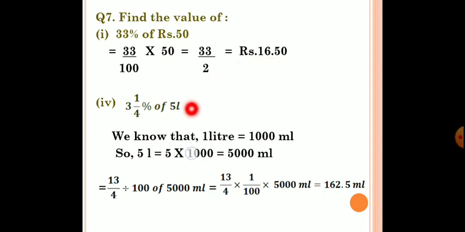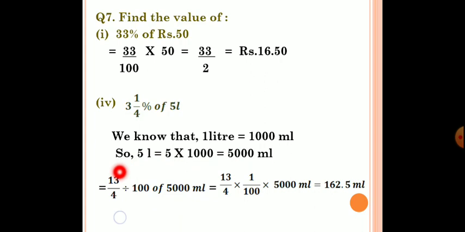Next, question number 7, fourth part, 3 1 by 4% of 5 liter. So let us first convert this 3 1 by 4 into improper fraction. So 4 3s are 12 plus 1, 13 by 4% of 5 liter. Now in the denominator we have 4 and here we have 5, so it will be difficult for us to cancel. So instead, what we'll do is convert liter into milliliter. As we know, 1 liter equals 1000 milliliter, so 5 liter equals 5000 milliliter.